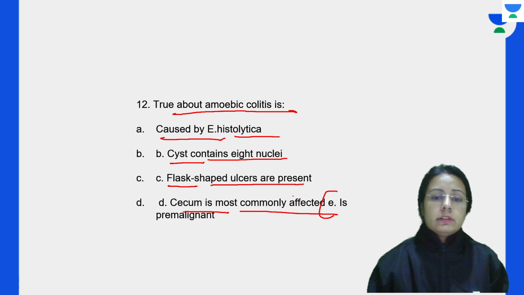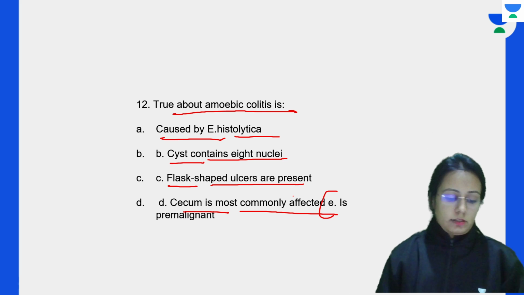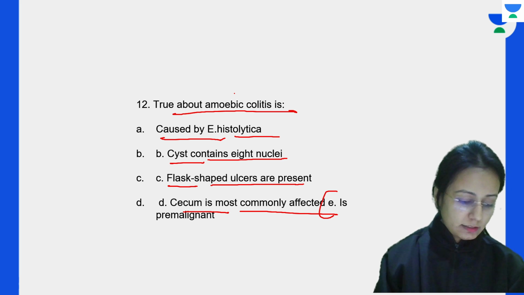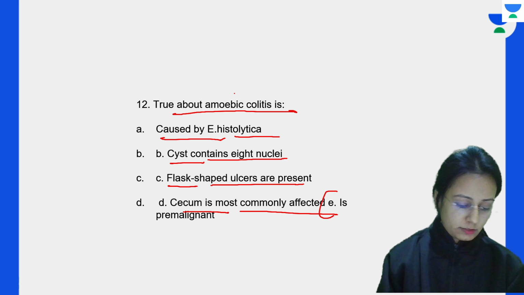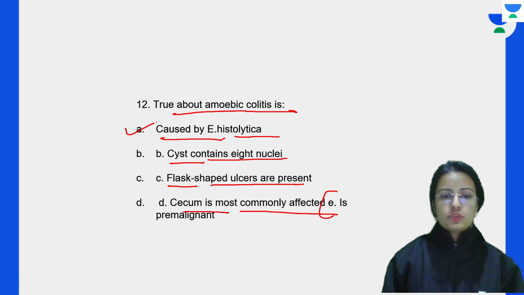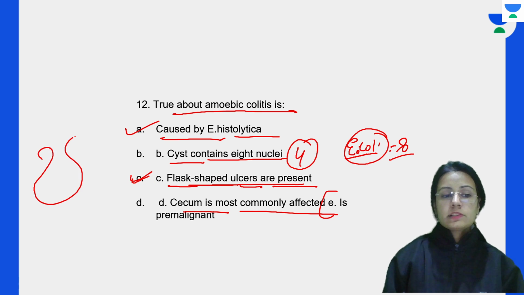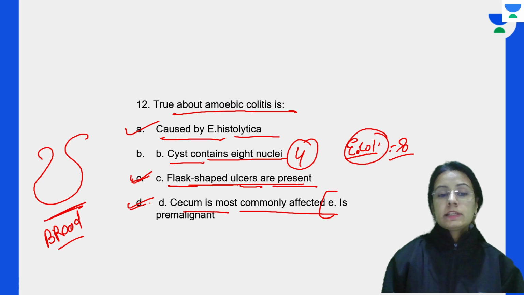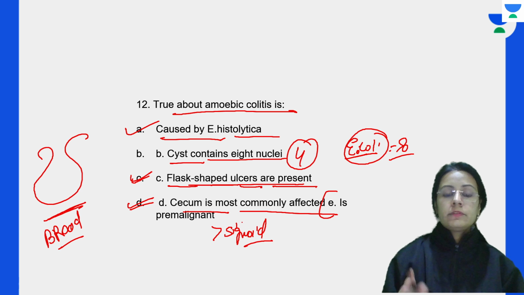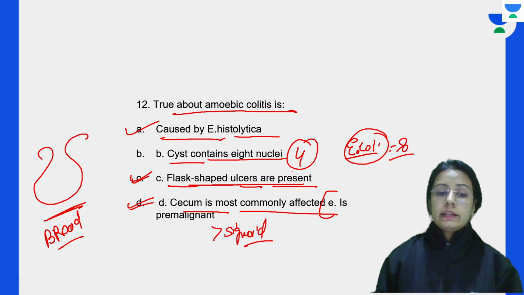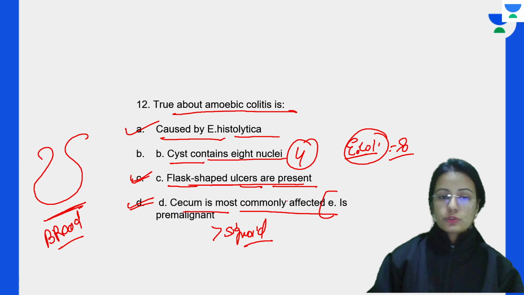Yes, so the true statement about amoebic colitis is: it is caused by Entamoeba histolytica. This is true. Cyst contains 4 nuclei, it is in the E. coli cyst that the cysts have around 8. Flask-shaped ulcers are present. This is also a true statement. Flask-shaped ulcers with a broad base and narrow neck are classically present in Entamoeba histolytica. The cecum followed by the sigmoid colon is the most commonly affected area because the large intestine is the habitat for the Entamoeba histolytica trophozoite, where they form colonies. Is it a pre-malignant condition? No, it is not. So A, C, and D are the true options.